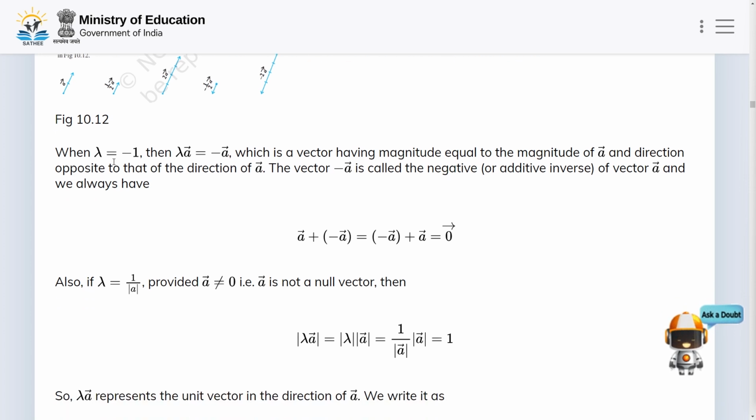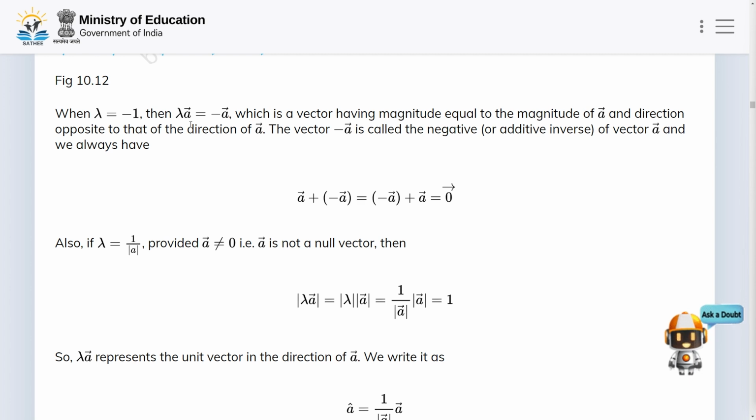Clear? Okay. When lambda is equal to -1, then lambda A is equal to -A, which is a vector having magnitude equal to the magnitude of A, but the direction opposite to that of A. The -A we will be calling the negative of vector A, and we will be calling it the additive inverse. So vector A plus minus vector A will give you the zero vector, or minus vector A plus vector A will give you the zero vector. Using the commutative law we can write this. So this -A will be your additive inverse.